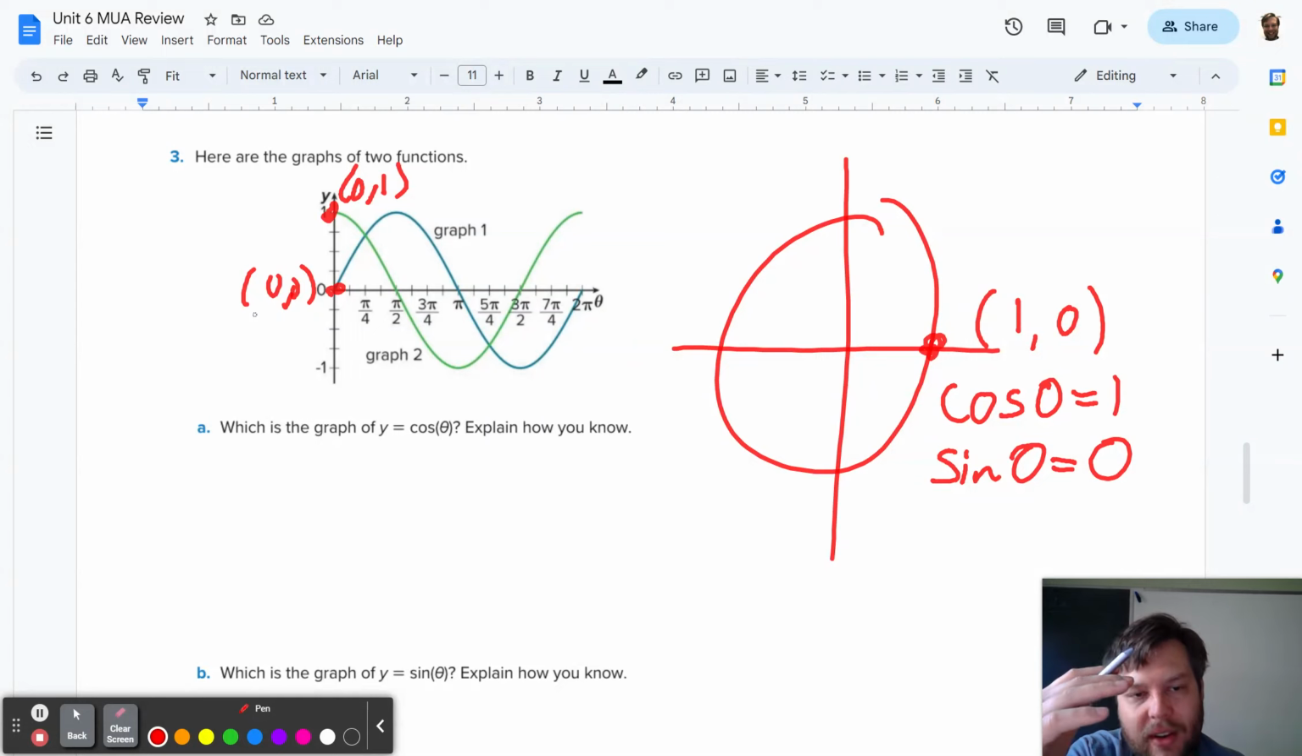So I can tell here that the green graph that starts up at a height of 1 has to be cosine, because the value of cosine at the beginning of the unit circle is 1 and the value of sine at the beginning of the unit circle is 0.